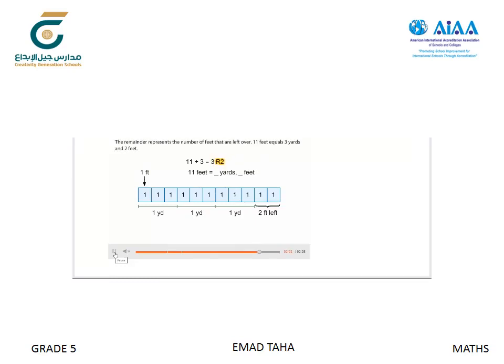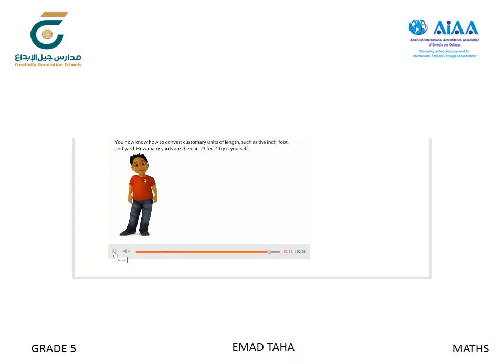The remainder represents the number of feet that are left over. 11 feet equals 3 yards and 2 feet. You now know how to convert customary units of length, such as the inch, foot, and yard. How many yards are there in 23 feet? Try it yourself.